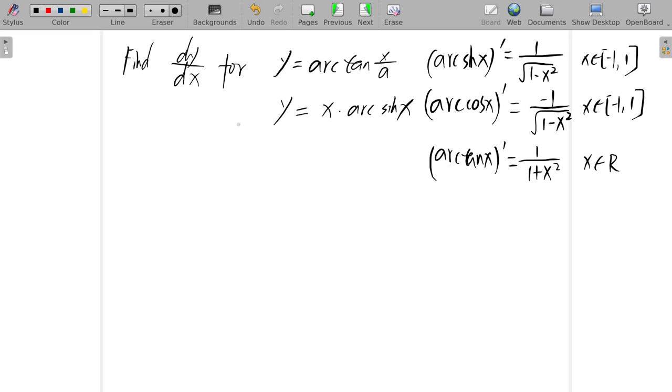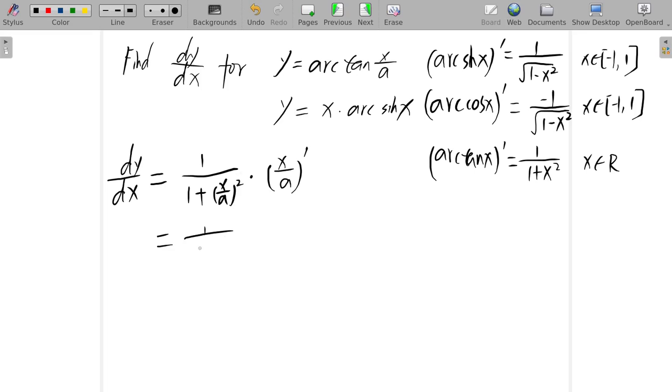So I'd like to show you the first one. The change in y with respect to x equals 1 over 1 plus x over a squared, times, we use the chain rule, the derivative of x over a. Then we simplify.